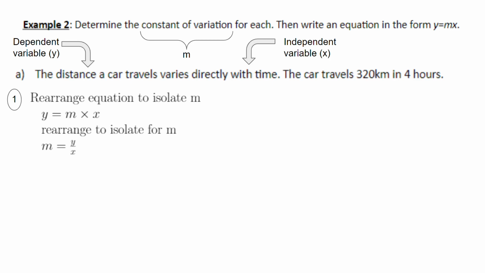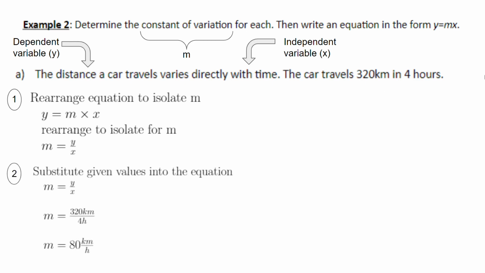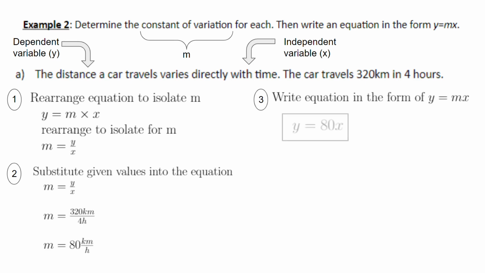So we rearrange our equation and we isolate for m. So we go from y equals mx to m equals y over x. Now we substitute the given sample values, which was this 320 kilometers in 4 hours. We use the sample value to figure out our slope, or our constant of variation. So we do this, and then we found that m equals 80, and so we can write our equation in the form of y equals m times x, which is y equals 80x.